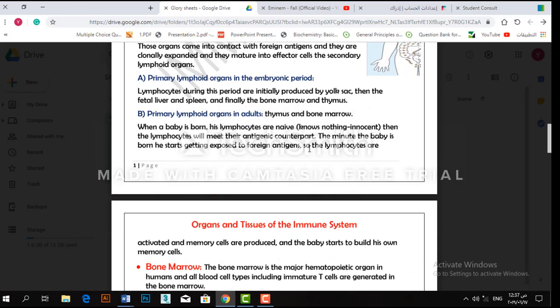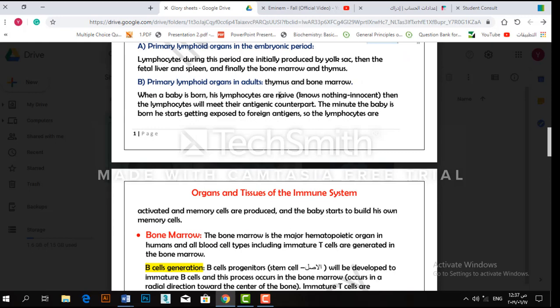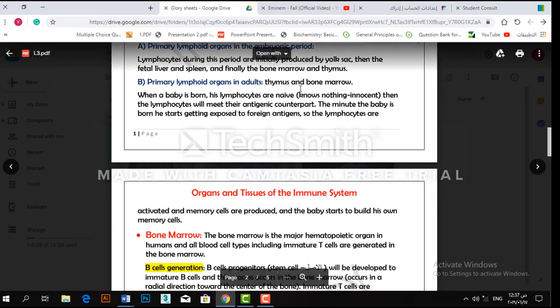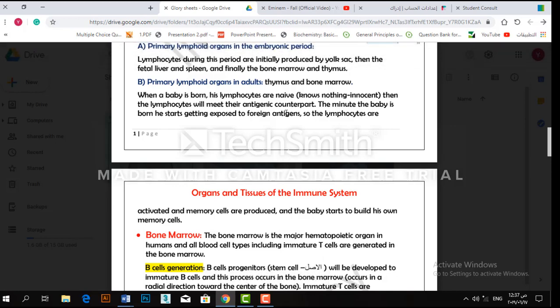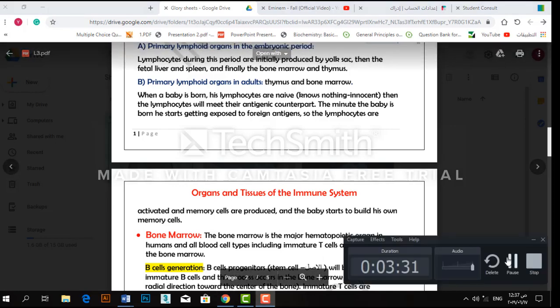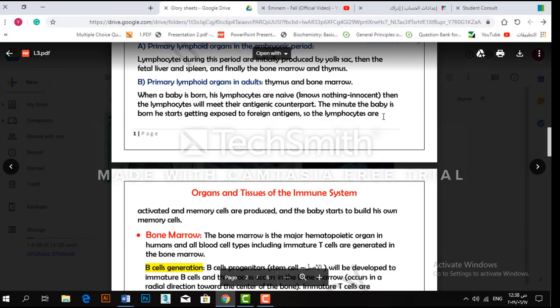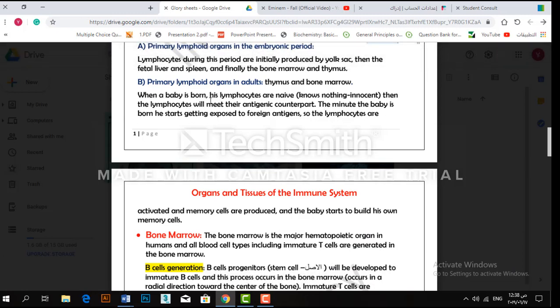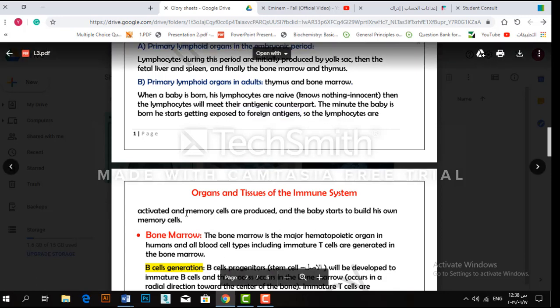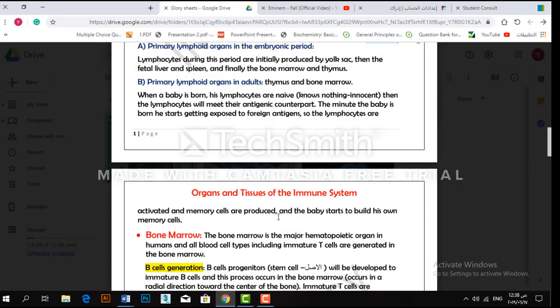Now, when a baby is born, his lymphocytes are naive, knows nothing, yani innocent, immature. Then the lymphocytes will meet the antigenic counterpart. The minute the baby is born, he starts getting exposed to what? To foreign antigens. So the lymphocytes are activated and memory cells are produced. And the baby starts to build his own memory cells.